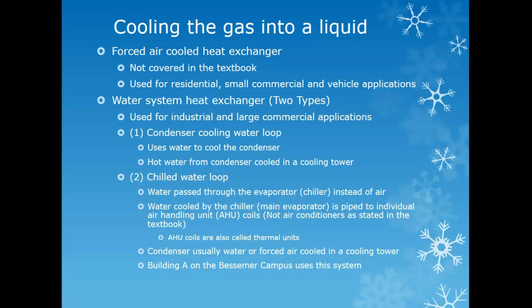Then you have a chilled water loop, okay? Where it just passes through a chiller instead of in the air. And this particular one is piped through air handling units. In the book, they're calling it air conditioners. I don't know why they call it something different, but they're not correct in doing so. Typically, they're called thermal units. So it's usually water, forced air, or cooling tower.